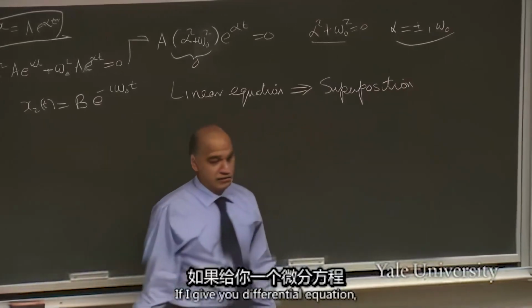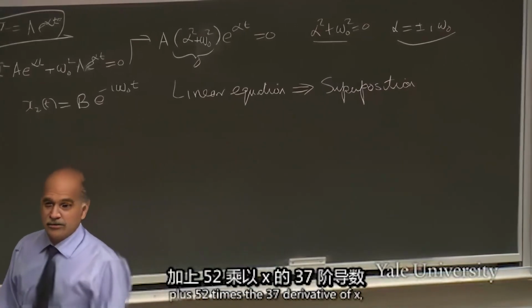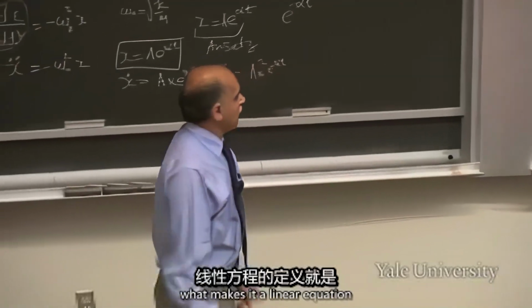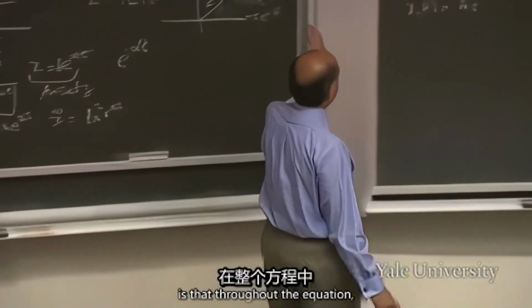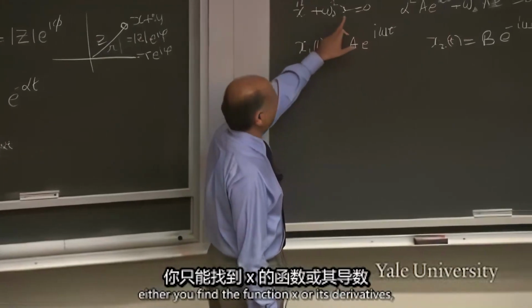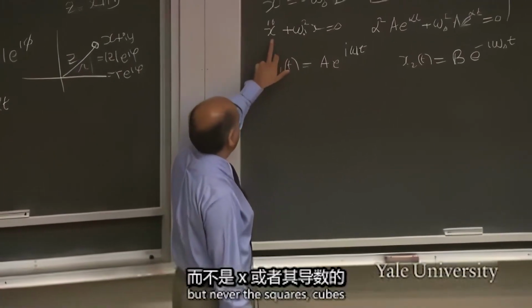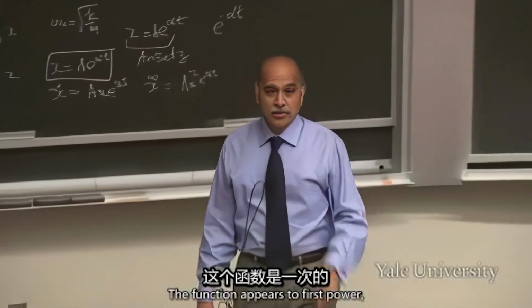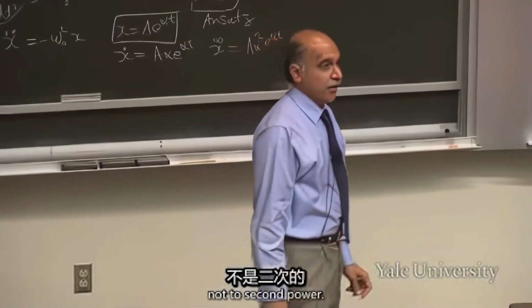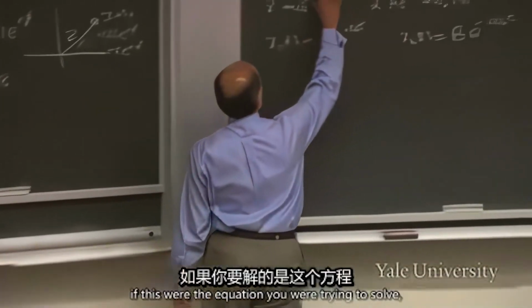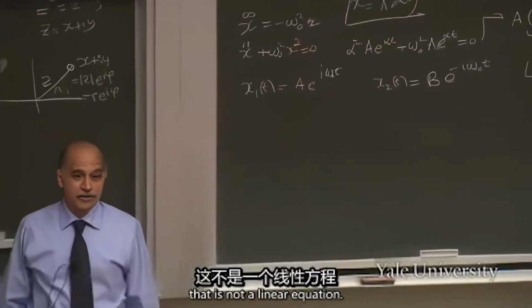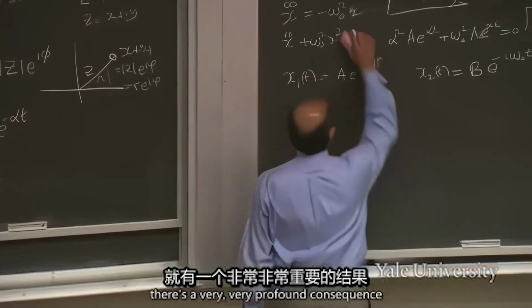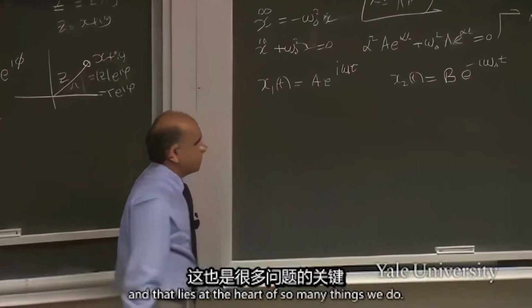If I give you a differential equation, 96th derivative of x plus 52 times the 37th derivative of x, blah, blah, blah, adds up to 0. What makes it a linear equation is that throughout the equation, either you find the function x or its derivatives, but never the squares or cubes or higher powers of x or the derivatives. Okay? The function appears to first power, not to second power. For example, if this was the equation you were trying to solve, that is not a linear equation. That's called a nonlinear equation. If you have a linear equation, that's a very, very profound consequence. And I'm going to tell you what it is. And that lies at the heart of so many things we do.